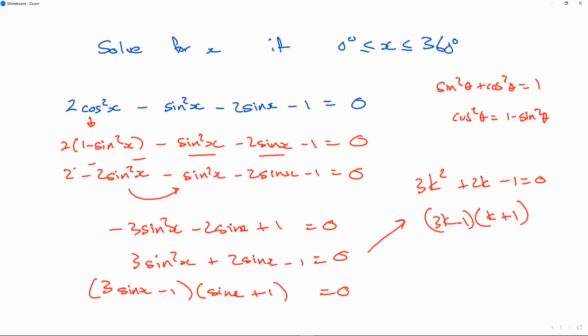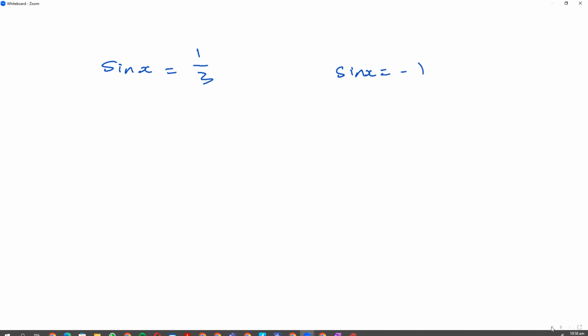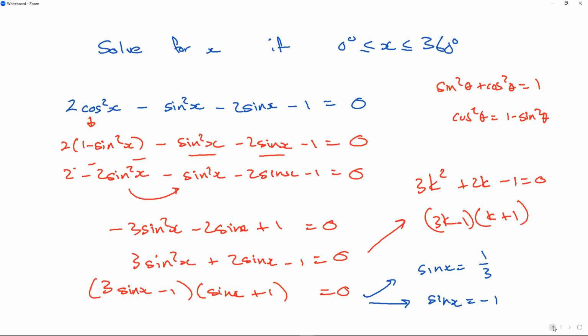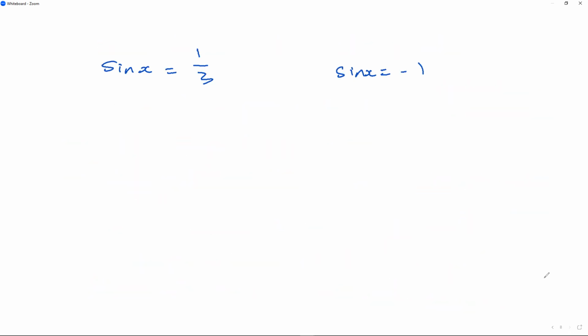In which case I will have two possible solutions here. I will have sine x equal to a third, and I will have sine x equal to negative 1. And then taking that now into the general solution part, sine x is equal to a third, or all possible solutions, and sine x is equal to negative 1. Let's just make sure I got that right. Is it negative 1 or positive 1? Yep, negative 1 and positive 1 over 3.